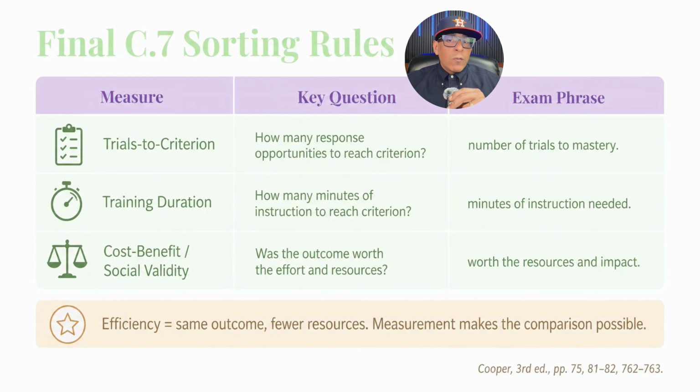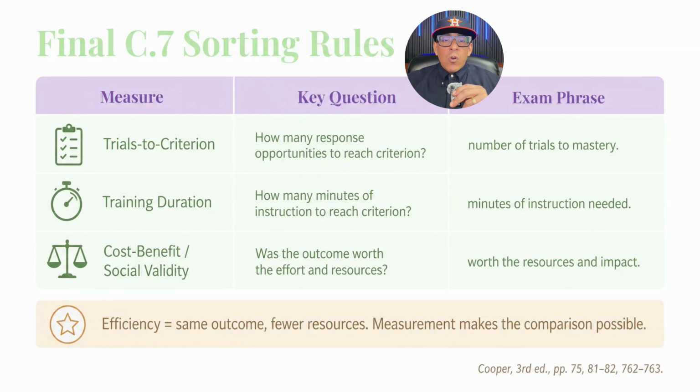Here's the final sorting rule for C7. Trials to criterion tells you the number of response opportunities needed to reach a predetermined performance level. Training duration can be measured by adding the number of minutes of instruction needed to reach predetermined performance criteria. Efficiency comparisons use those data to compare two or more treatments or instructional methods. Measurement helps practitioners maximize behavior change efficiency in terms of time and resources. Cost-benefit ratios are part of evaluating proposed interventions when asking what is worth doing.